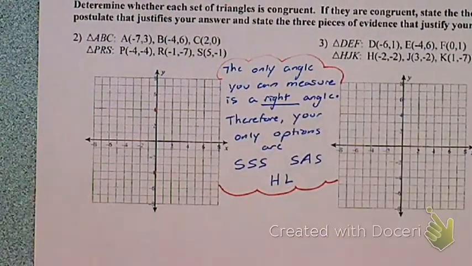Just because it is a right angle, does it mean I have to use hypotenuse leg? No. I can use both legs to make it side angle side. Just throwing that out there. Go ahead and draw those two triangles on your paper and label the points as A, B, C, and P, R, S.